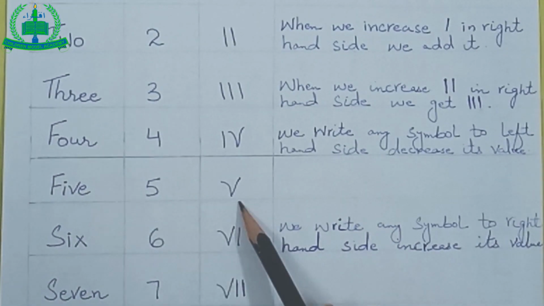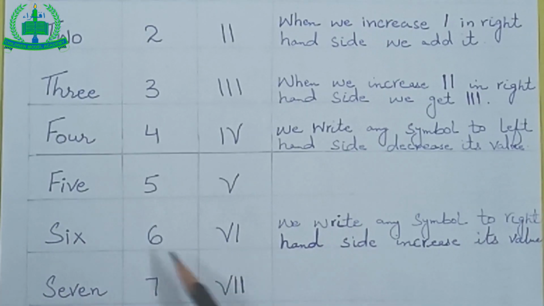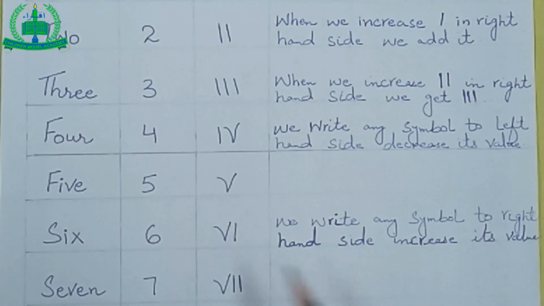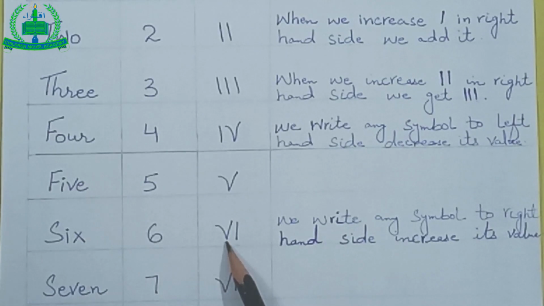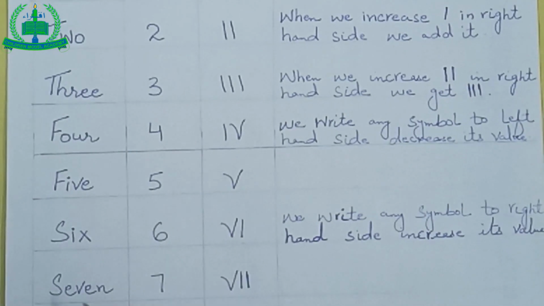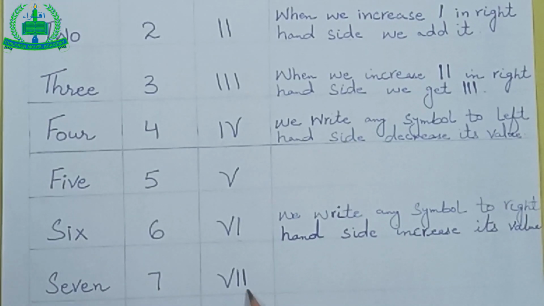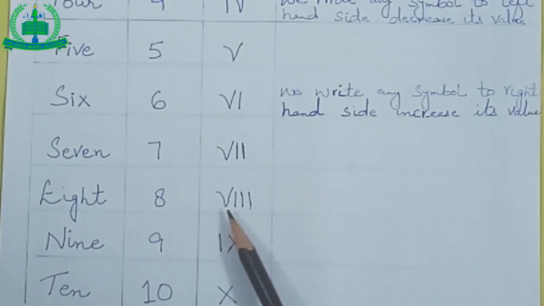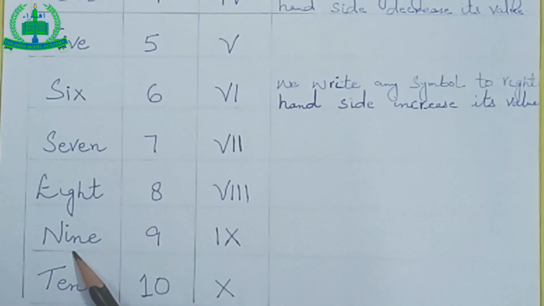5, V. 6, VI. We write a symbol on the right hand side, it increases its value. V means 5, I means 1. 5 plus 1, 6. 7, VII. 8, VIII.